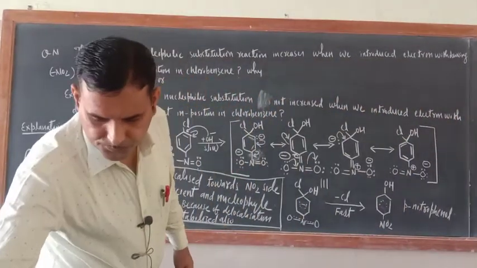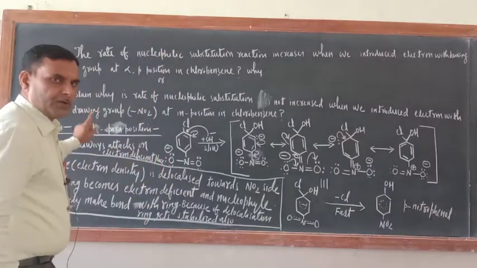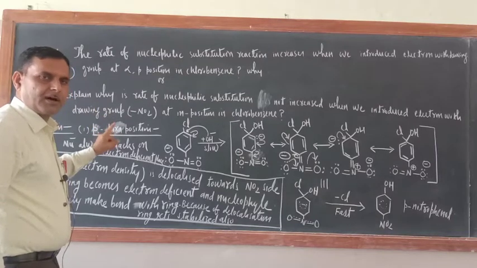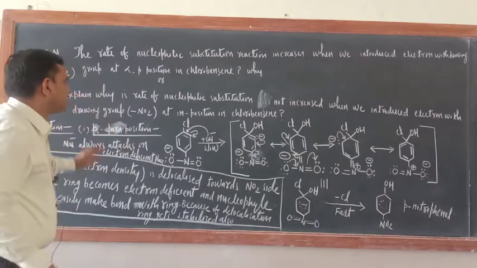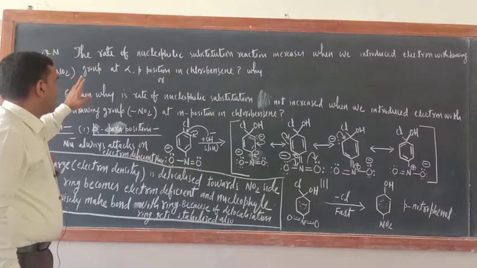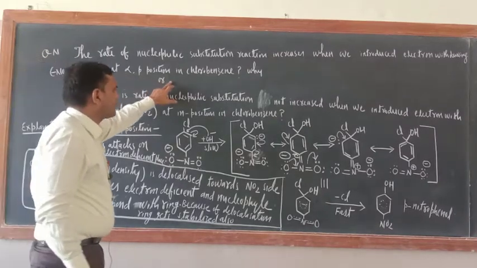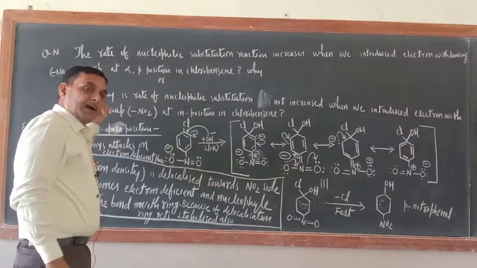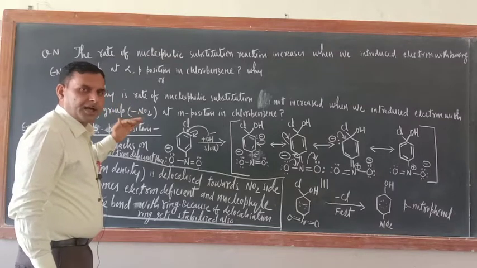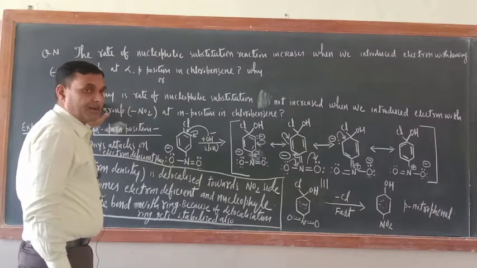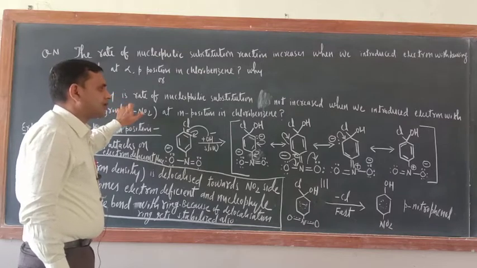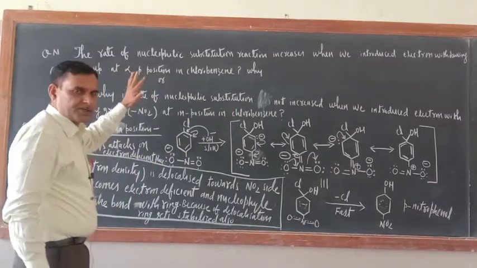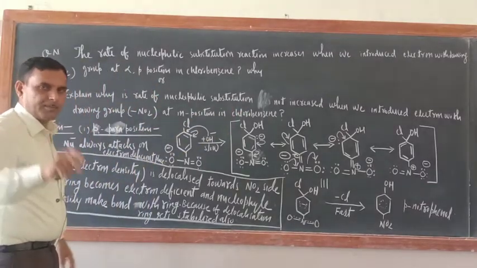What was the question? The question was: the nucleophilic substitution rate in chlorobenzene increases when an electron withdrawing group is introduced at the ortho and para positions. The rate of nucleophilic substitution reaction increases, but if the electron withdrawing group is introduced at the meta position, then the rate of nucleophilic substitution reaction does not increase. Why? These two explanations I have to give you. Are you getting my point or not?